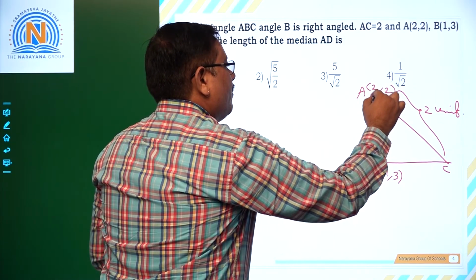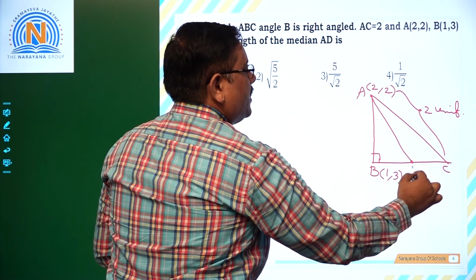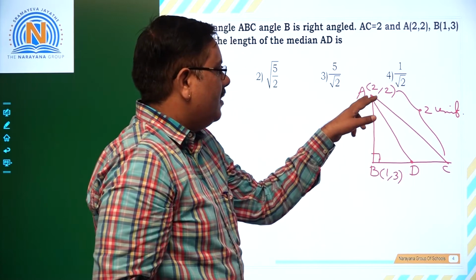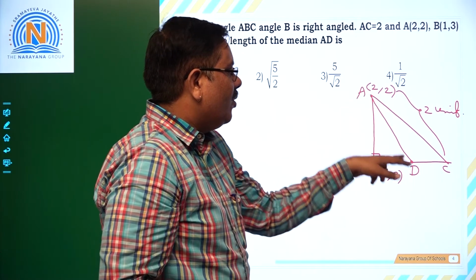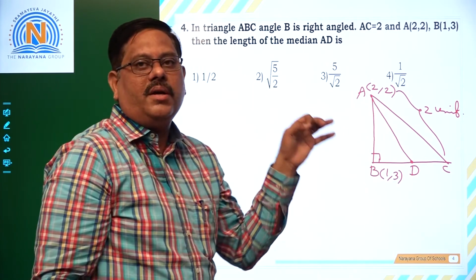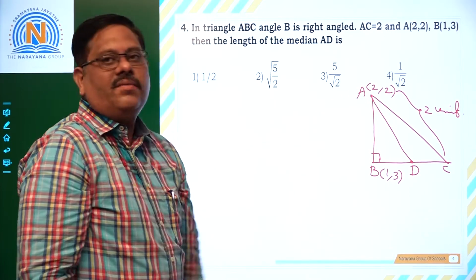What is a median? From vertex A to the midpoint of BC. Let us take D as the midpoint of BC. Then the line segment joining A to D, that is, the vertex to its opposite side's midpoint, is called a median. So AD is the median here, and we are asked for the length of AD.